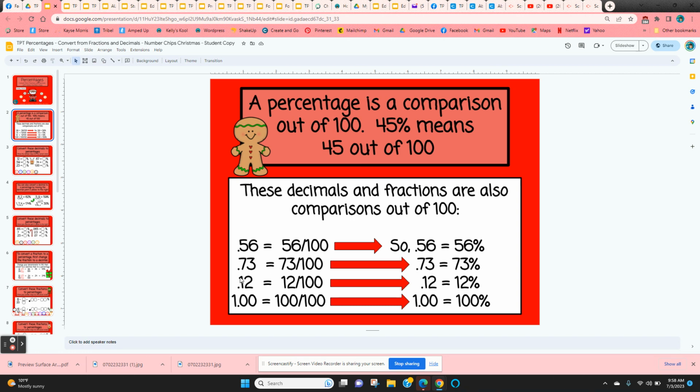And they can just see some simple conversions here. 56 hundredths as a decimal will be written 56 hundredths as a fraction, which would be 56%. And then one whole would be 100 out of 100 or 100%.